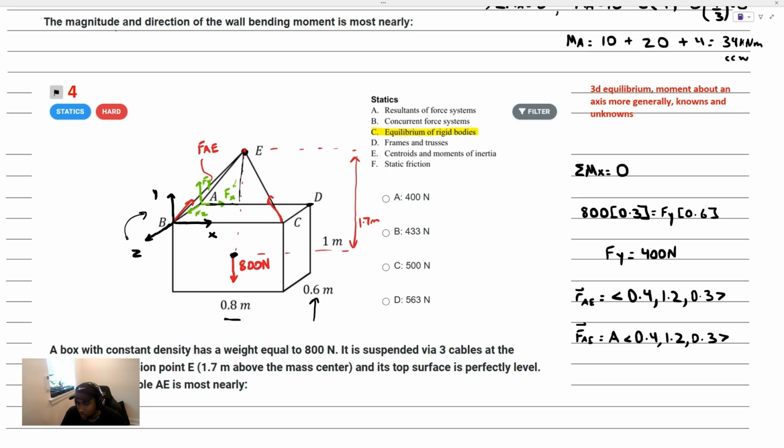We could turn this into a unit vector, or we could make the y component of the force, which is something that we know, equal to 400. The only way that we can make that y component of the force equal to 400 is if we multiply this by 400 over 1.2. So we can use that as our scale factor A, 400 over 1.2. So now all we're going to do is find the tension in the cable, which is just the magnitude of that force AE.